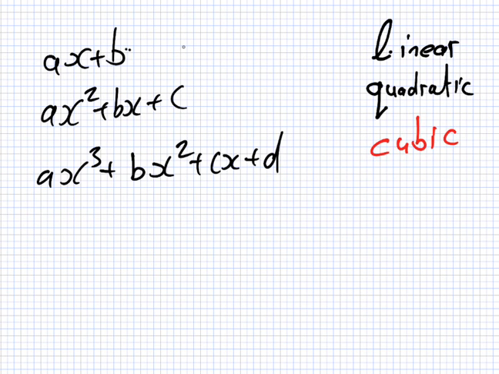So, this one here has 1 factor. This one here has 2 factors. And so this one here, the cubic, no surprise whatsoever, it has 3 factors. Which is not a surprise. It makes sense. And then if you have 4, you would have 4 factors.